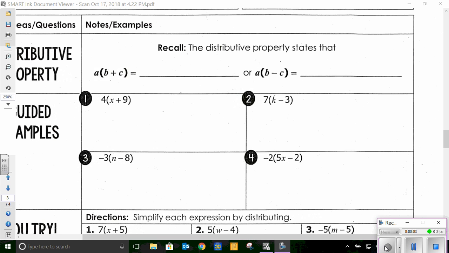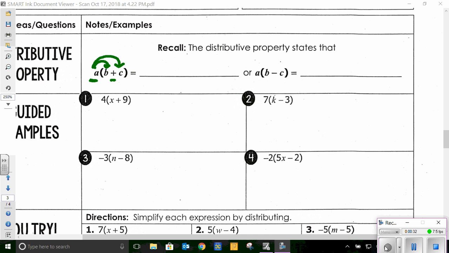Okay, this video is on the distributive property. Again, we're still evaluating expressions and algebraic expressions, and now we actually have to use our distributive property in order to simplify our expressions. So remember that the distributive property, you're literally distributing whatever's on the outside of the parentheses, you're giving it to both things on the inside of the parentheses.